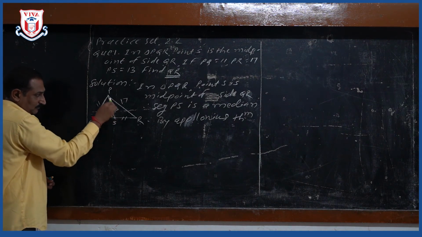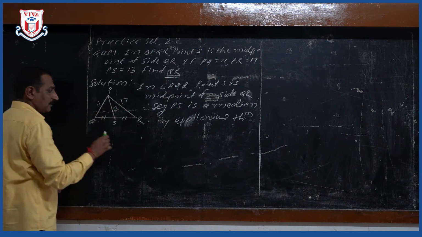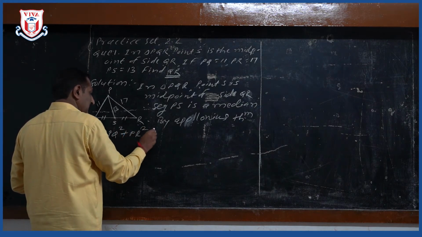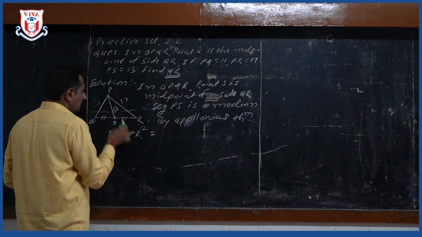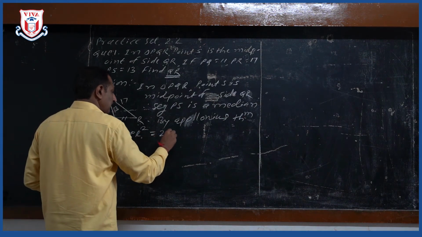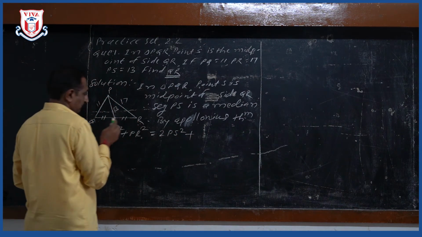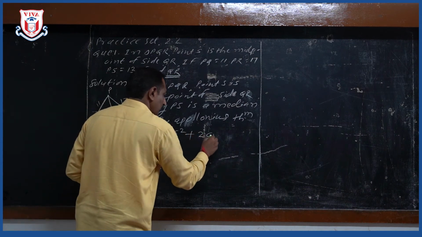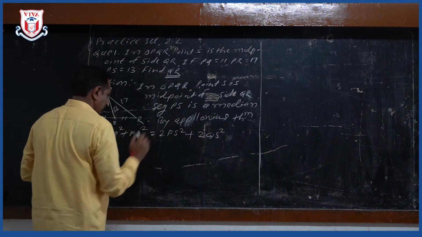Median QR, PS is on the QR. The remaining two sides are PQ and PR. PQ square plus PR square, the sum of the squares of the remaining two sides, is equal to 2 times median square PS square plus 2 times QS square, or you can also write SR square instead of QS.